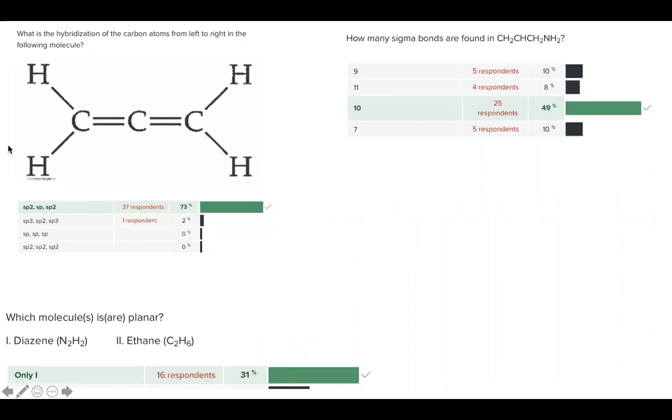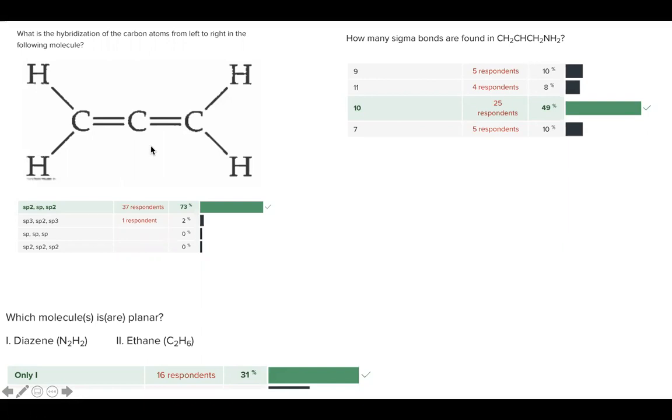This one over here on the top left: identify the hybridization as you move left to right. In order to determine the hybridization, I'm going to look at the electron domain geometry. I don't have any lone pairs on these, so I can simply look and say, okay, I see a trigonal planar, I see linear, I see trigonal planar. Those are the electron domain geometries, so that tells me this is sp2, sp, and sp2.